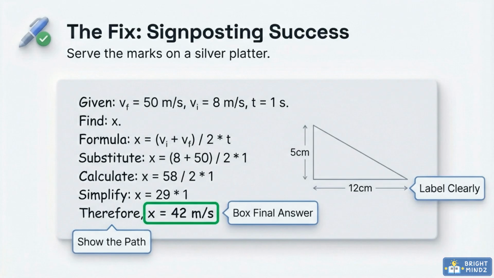To make markers love your answers, you need to signpost everything. First, clearly separate given, find, and the formula or idea you use. Then show each step: substitute numbers, calculate, and simplify. Add short labels like substitute or therefore so the logic is obvious. For diagrams, include neat labels and units. Finally, box or underline your final answer so it stands out. You're basically serving marks on a silver platter.